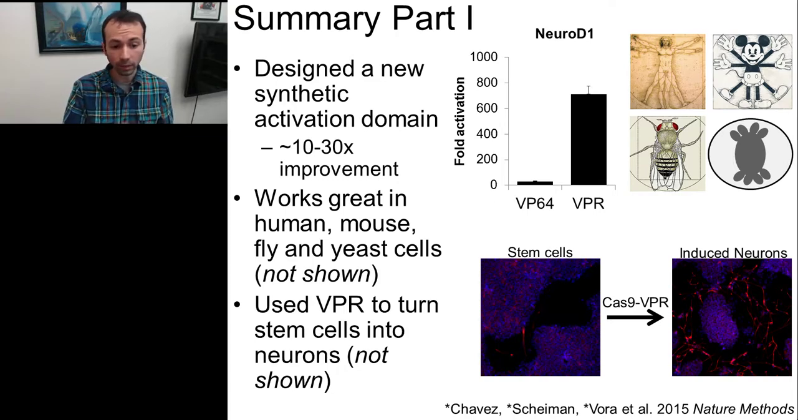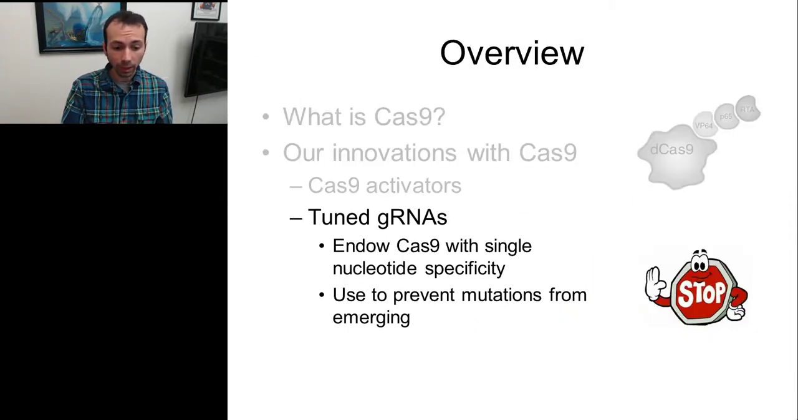So the second part of my talk, I'll tell you about our work on tuned guide RNAs. So tuned guide RNAs endow Cas9 with single nucleotide specificity. And we actually can use our tuned guide RNA strategy to do something which is a little bit unique, which is prevent mutations from emerging within populations of cells. So let's talk a little bit about Cas9 specificity.